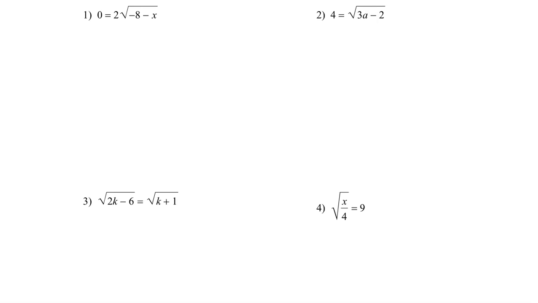To solve an equation with a square root, what you need to do is first isolate the radical, which means get it by itself. So we need to get this square root by itself. So we want to divide by that 2 that's in front of it. So if we divide both sides by 2, it's going to cancel out, and now the square root, or the radical, is isolated, or it's by itself.